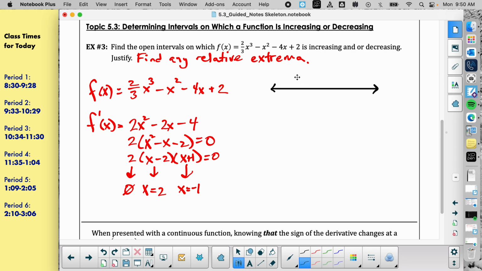Okay, so my number line goes from negative infinity to infinity. I'm going to put any critical numbers I just found on here. It really doesn't matter since it's not too difficult here, so I'm just going to put them on there. Now, on this number line, I'm going to write where my graph is increasing or decreasing.